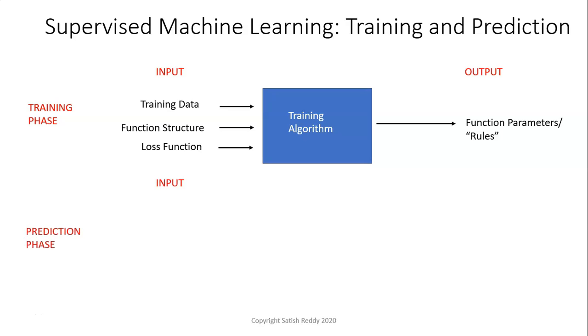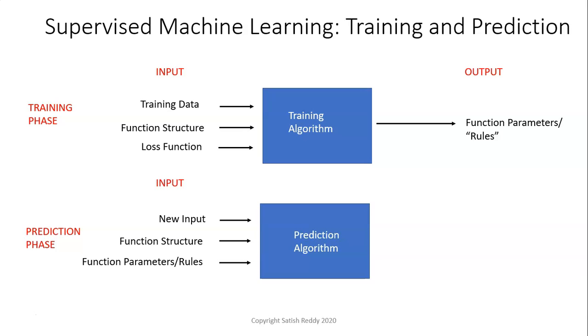In the prediction phase, the input is new input information, new x values for example, the function structure that we have assumed, and the function parameters that we just learned in the training algorithm. We put them into the prediction algorithm, turn the crank, and then we get a prediction, the new y values, for example, for linear regression. So this is the game that we're going to be playing in this course, and we're going to go through all the math details and show how to build a framework to accomplish this.